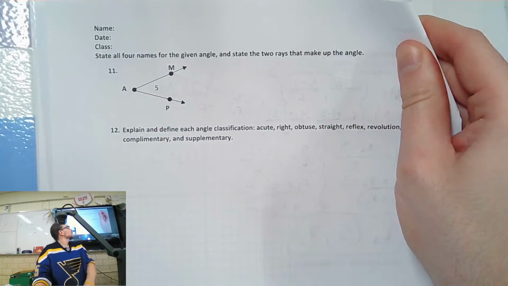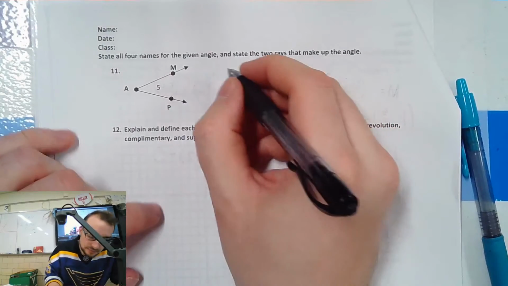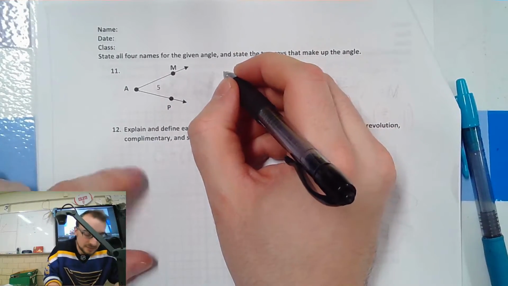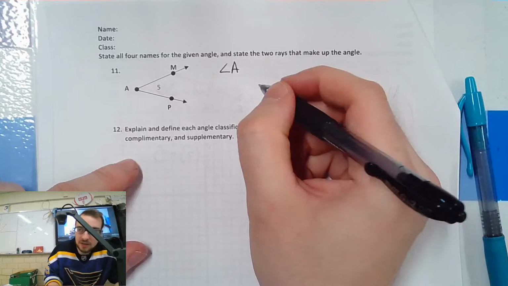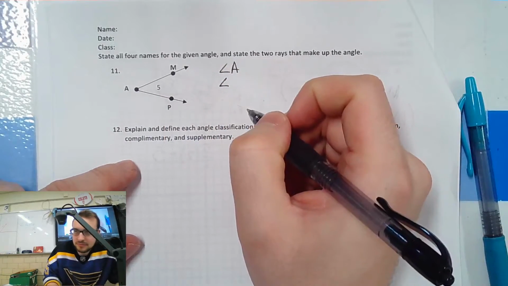All right, now easier questions. Number 11. Name the angle. Give me a name for this angle. Angle A, we can name it by its vertex. What else can we name it? Nope, can't name it that.